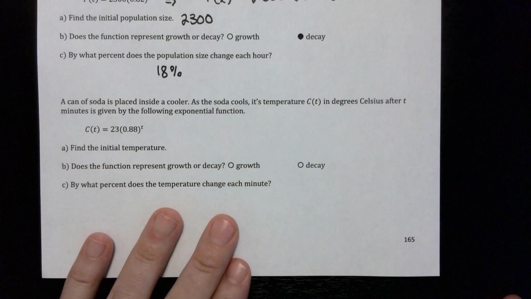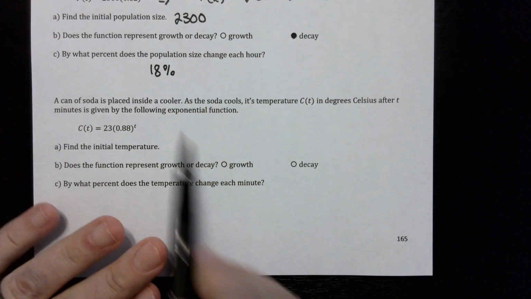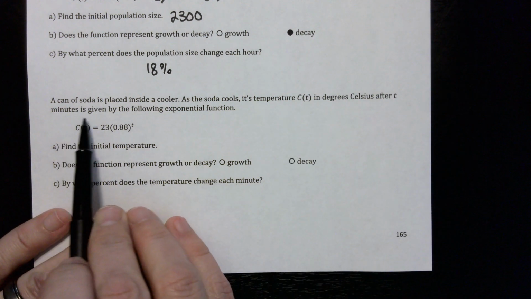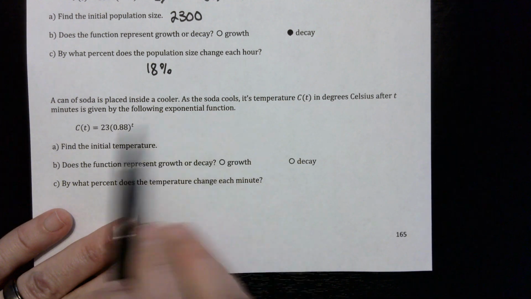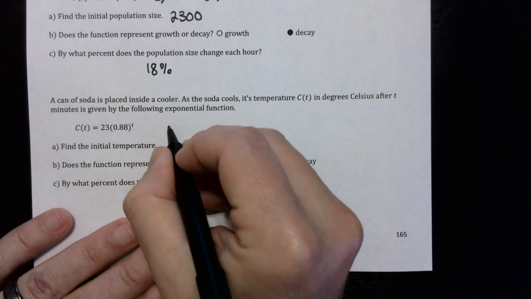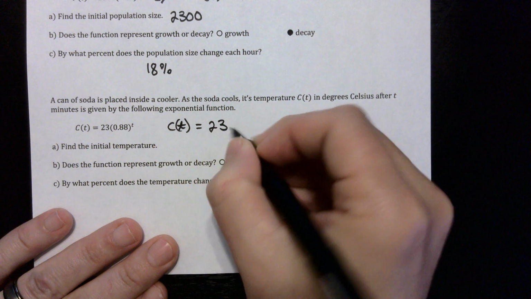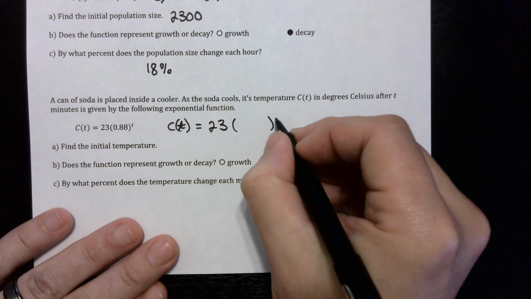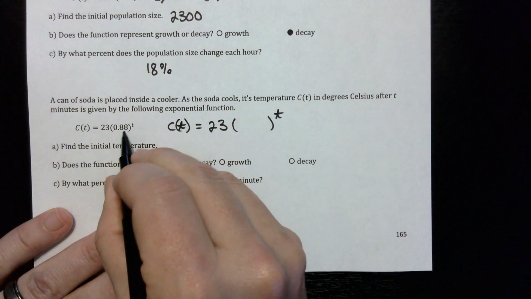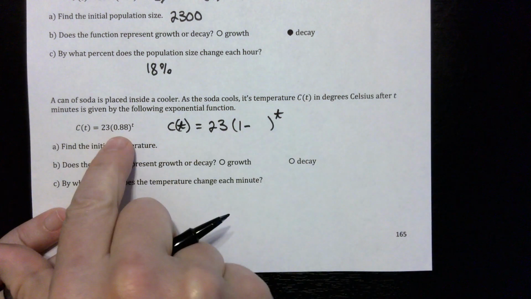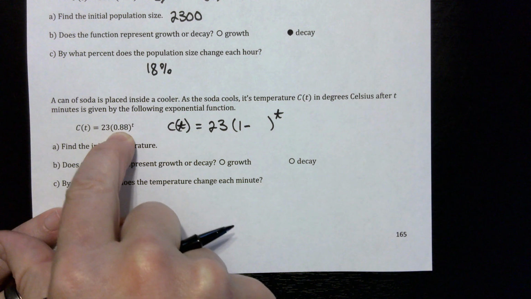Last one. A can of soda is placed inside a cooler. As the soda cools, its temperature, C of t in degrees Celsius after t minutes, is given by the following exponential function. Here it is. I'm going to write that in another way real quick. So here's the 23. That doesn't change. And then there's my t. This is less than 1, so I need to do 1 minus something. What do I need to subtract off to make it turn into a 0.88?